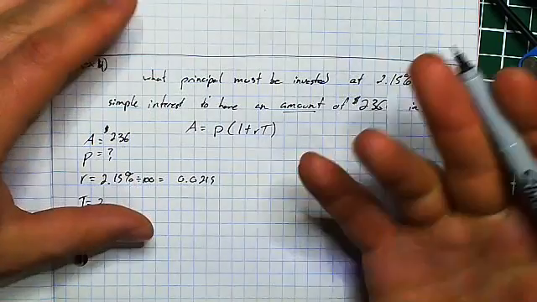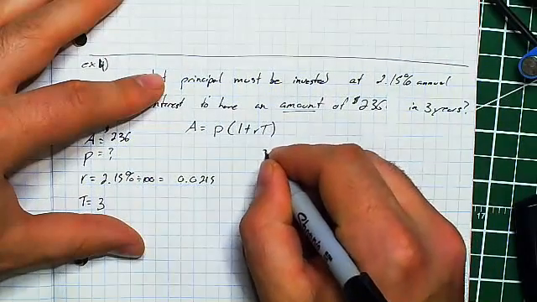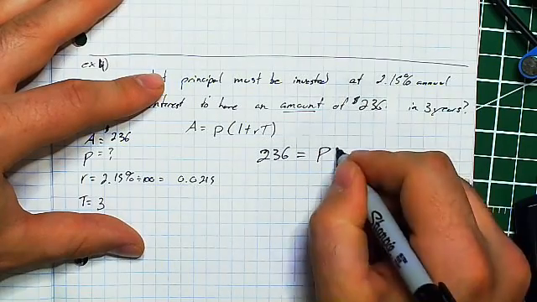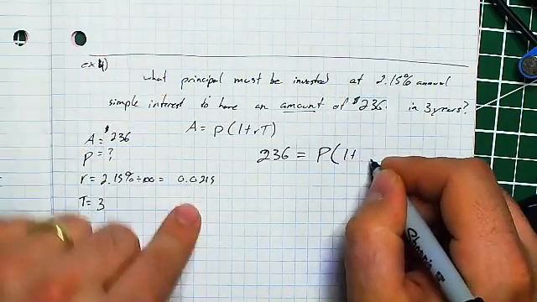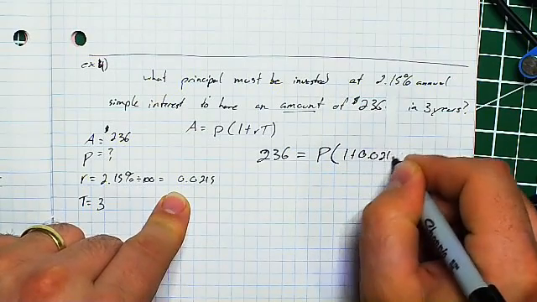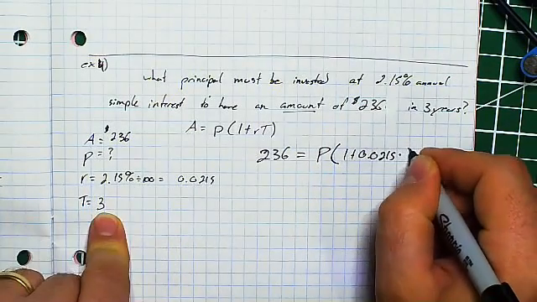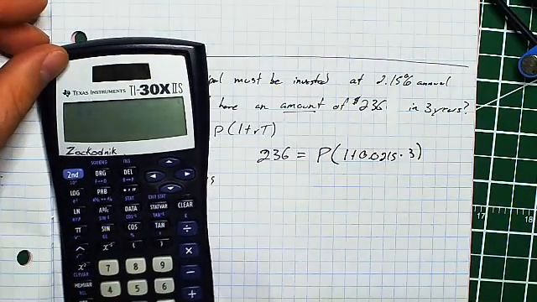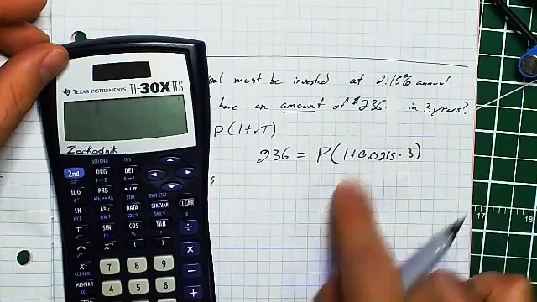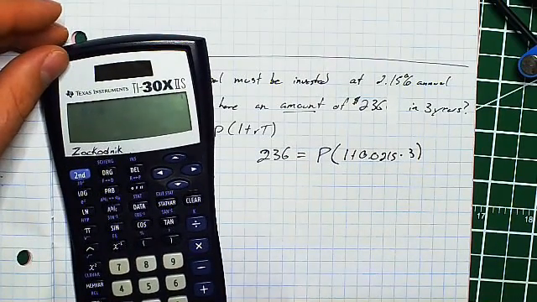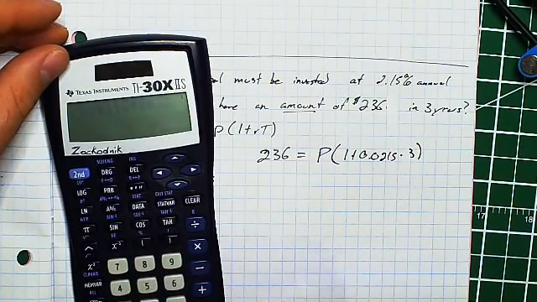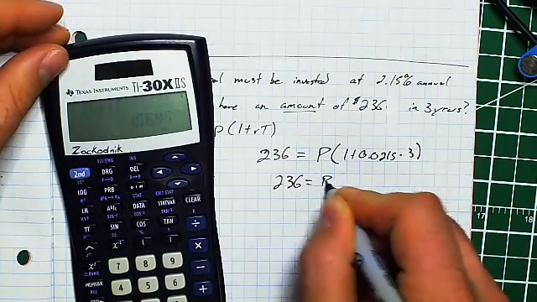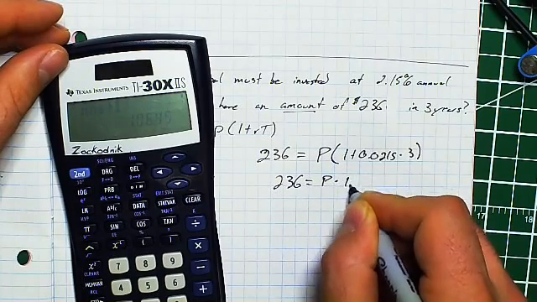Now you could rearrange your formula at the get-go, you could do it at the end, you could fill it in and just rearrange as you go. I kind of like doing it that method myself, where if I fill this in, we have an amount of $236 equals a principal times 1 plus our 0.0215 times 3. Always multiply first before you add. 0.0215 times 3, and we're going to add 1 to that.